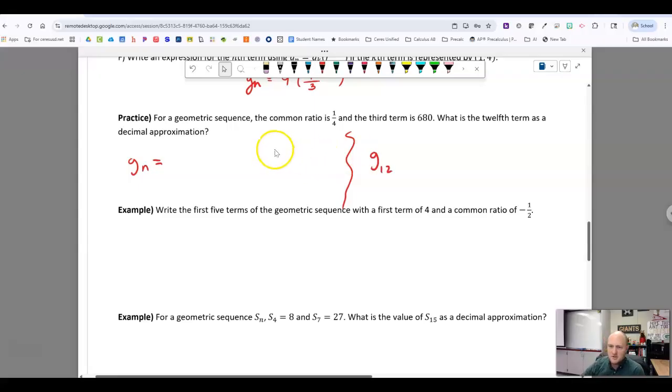Okay, so please pause me. Try this one. Try to write an equation for this, and then I'll come back on, and then I'll let you find this. Okay, here is your equation for your geometric sequence.